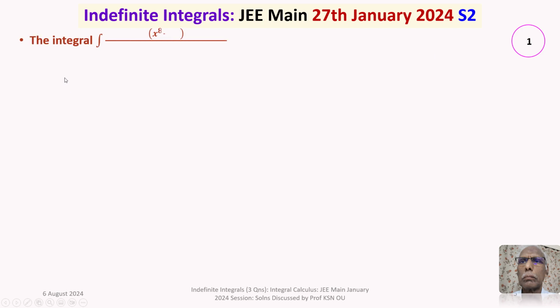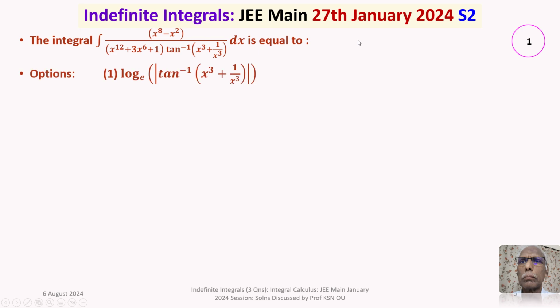The given question is the integral. It's a quotient. Numerator is x power 8 minus x square, and the denominator is x to the power of 12 plus 3 times x to the power of 6 plus 1, in brackets in the denominator itself, times tan inverse of (x cube plus 1 by x cube) with respect to x is equal to.